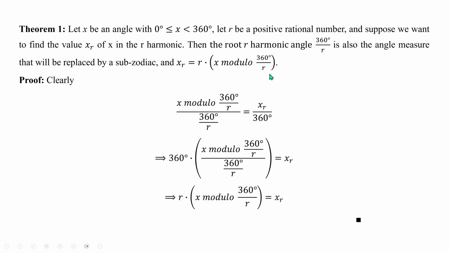And that's what we want to prove. Now notice in the calculation here, you first have to find x modulo 360 degrees over r, then you multiply by r. You don't multiply by r first, at least not in this theorem. Whether multiplying by r first works or doesn't work, that's a whole different thing. But what we want to prove, you do the calculation in this order. First, you simplify this expression inside parentheses, and then you multiply by r. Okay.